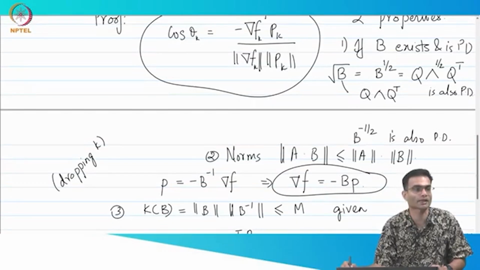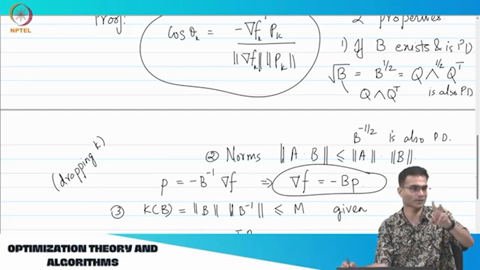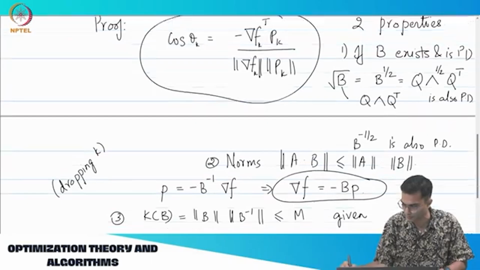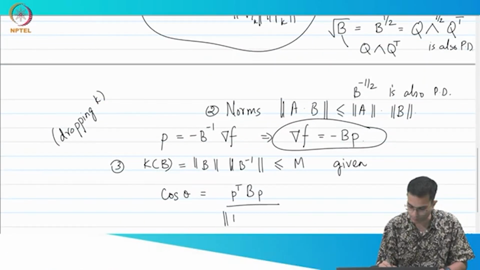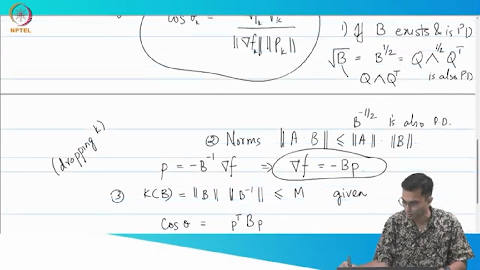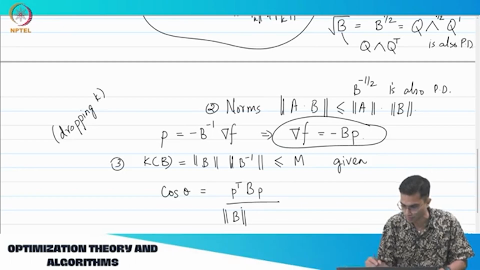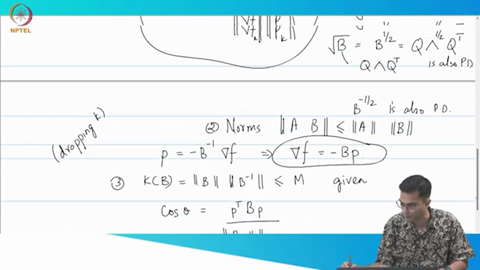B transpose, can I write it equal to B? Hessian is always symmetric because the mixed partial derivatives are equal, right? So then I have P transpose B P. This is the numerator, and the denominator has B into P, and then what else do I have? I have a P.